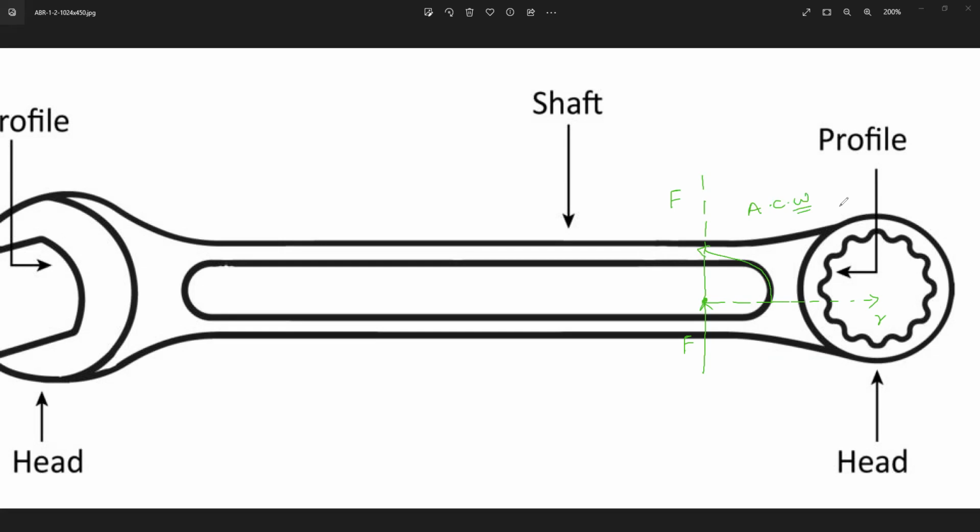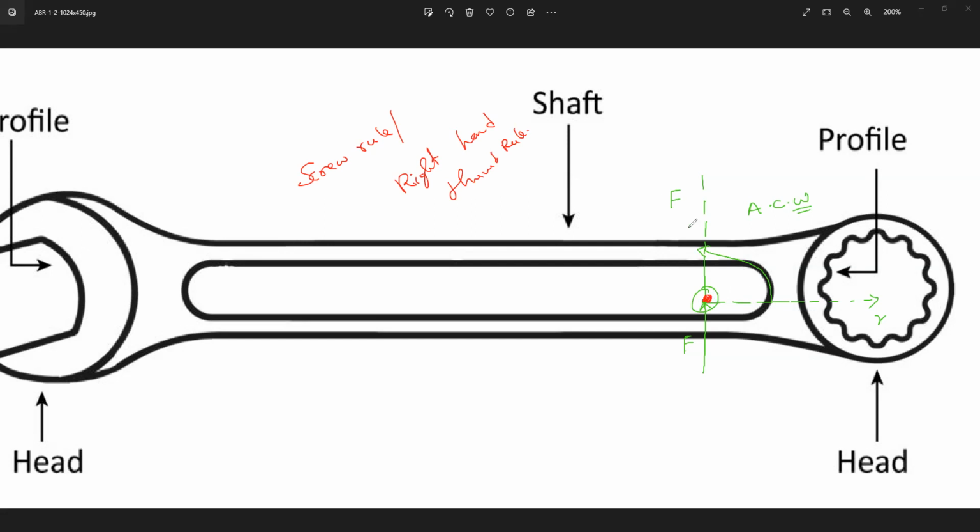Now you tell me. Take your pen, put it at this point, and start rotating from R to F. Will your pen come towards you or away from you? Verify it and tell me. We can use the screw rule, or even what we studied in 10th class. What rule can we use? Right hand thumb rule.